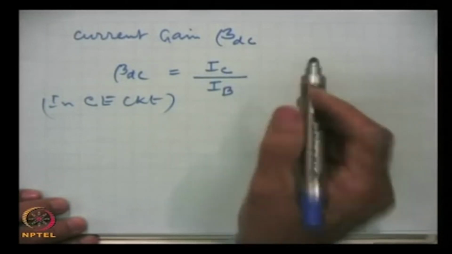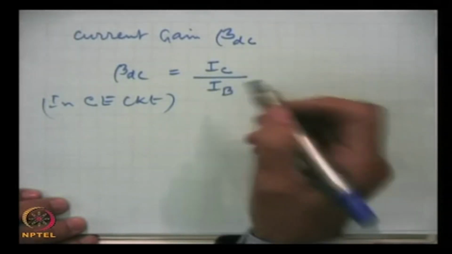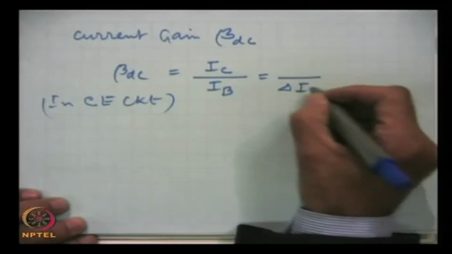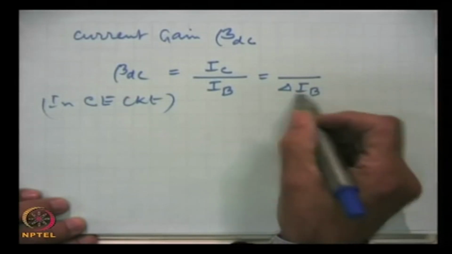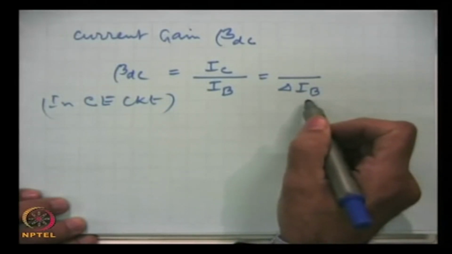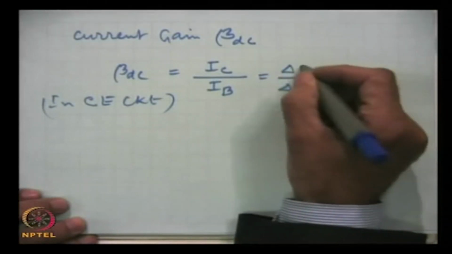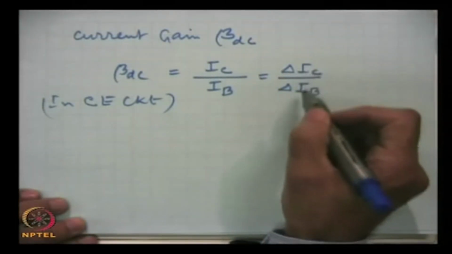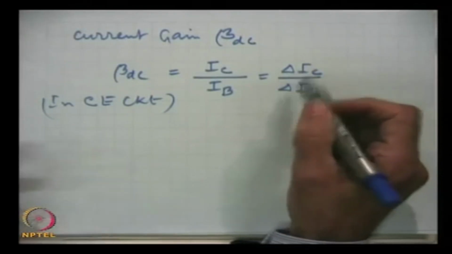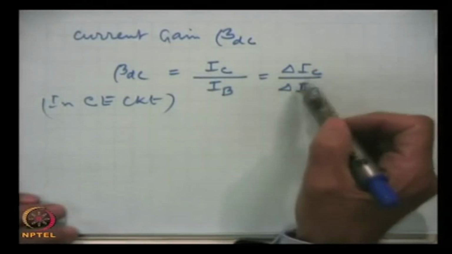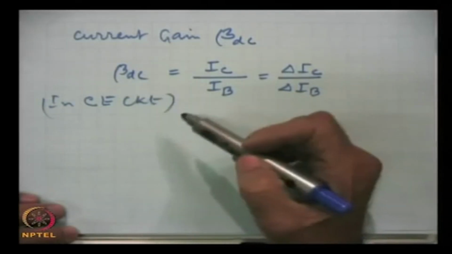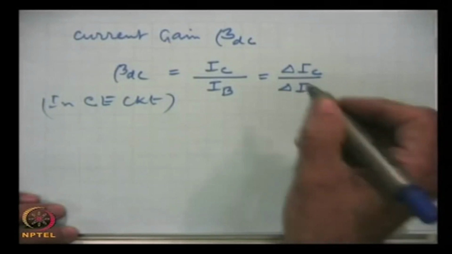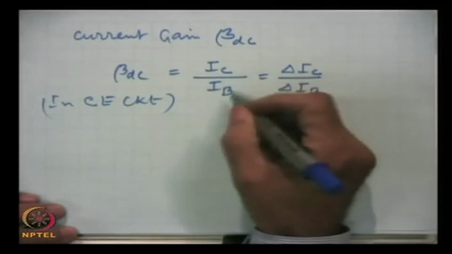Therefore, this is very high. This can also be defined in terms of the change: delta IB is the change in the base current, and if this gives rise to a change in the collector current of delta IC, then this ratio is actually the way we can define and find out experimentally the value of the current gain beta. And so, this is current gain and this is very high.